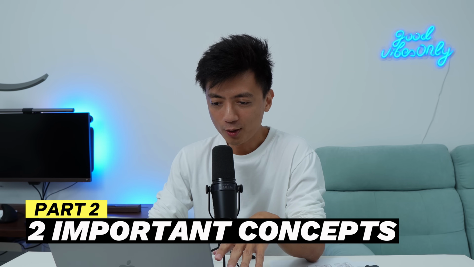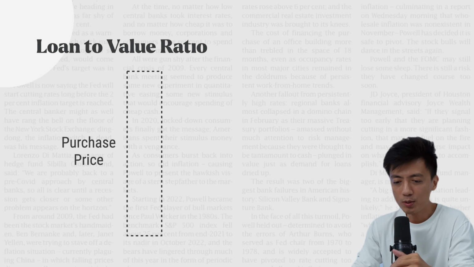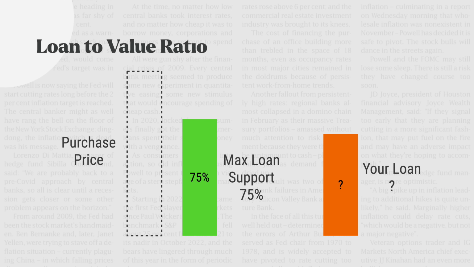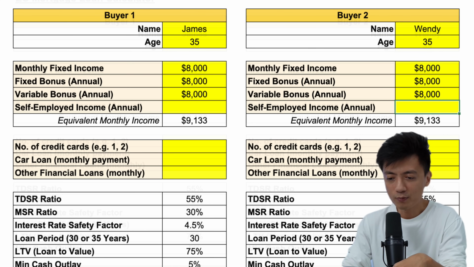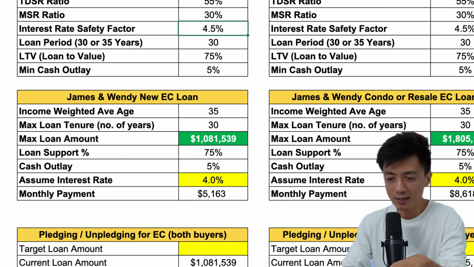But here at this juncture, I thought it would be useful to go through 2 questions that I've been getting quite often from clients who might be quite new to this whole process of financial calculations. The first concept being that whilst it is true that the loan support is at a maximum of 75% of the purchase price, the actual loan that you'll be able to get depends on your own age and income. So for example, in this case for James and Wendy, given their age and income, their max loan for a new EC is at $1.08 million.